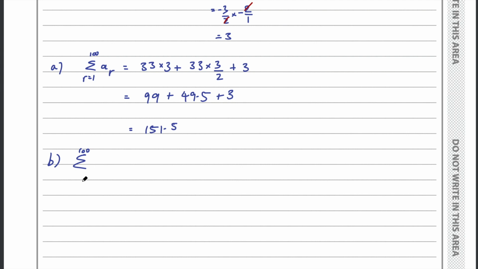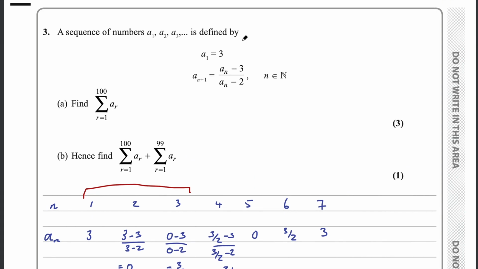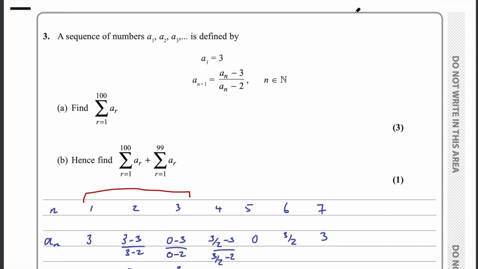So let's write that out. So the sum of the first 100 terms plus the sum of the first 99 terms equals 151.5 plus 99 plus 49.5, which was 148.5. 51.5 plus 48.5, that's 100, so this is going to be 300. Okay, so that was part B for 1 mark and a total of 4 marks for question 3.